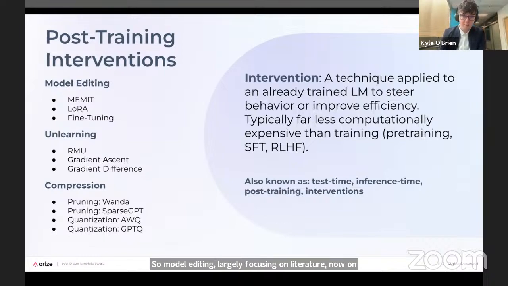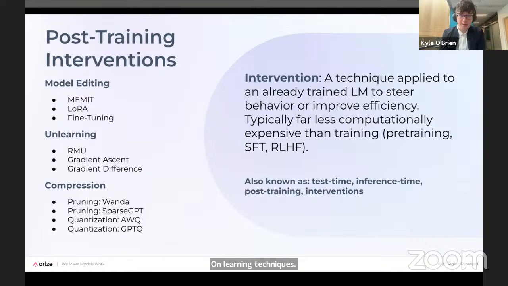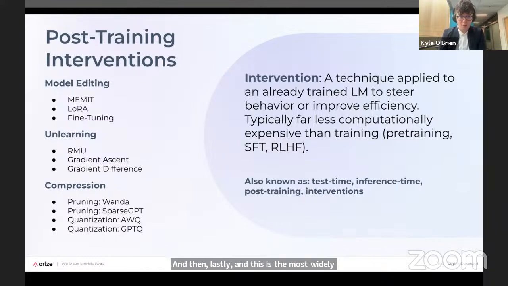Then there is unlearning, which I kind of alluded to many of the challenges here in discussing safety earlier. Perhaps you want the model to forget something for one reason or another. Unlearning techniques originally motivated by a lot of privacy concerns, so there's right to be forgotten laws. But these are getting increasing interest as well. Since language models are really good at learning stuff, but sometimes they're learning things that you don't necessarily want them to have learned.